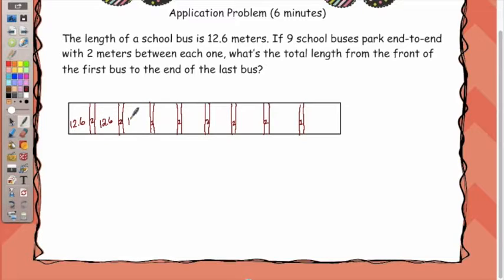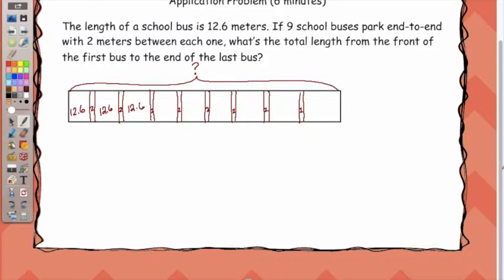You can go ahead and write 12.6, but you don't have to. Where does the question mark go, boys and girls? At the top. The total length of the 9 school buses with 2 meters in between each one. So we'll have 2 multiplication problems, okay? And let's go ahead and do the school buses first. So what's my multiplication problem for school buses, Daniela? Not the meters in between, just the school buses.